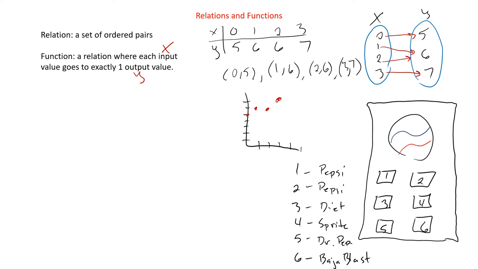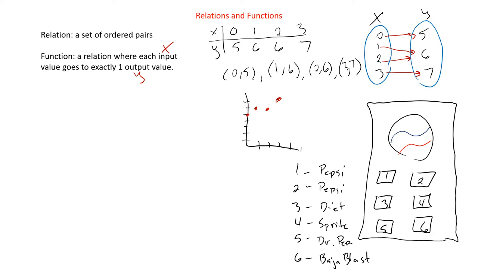What would make this not a function is if there was a button where sometimes I pushed it and I got a Baja Blast. Sometimes when I pushed it, I got a diet. How upsetting would that be? So that would make it not a function if there's like a random button where you'd get something and you don't know what it is. It is a function because for whatever button you push, you know exactly what you're going to get.